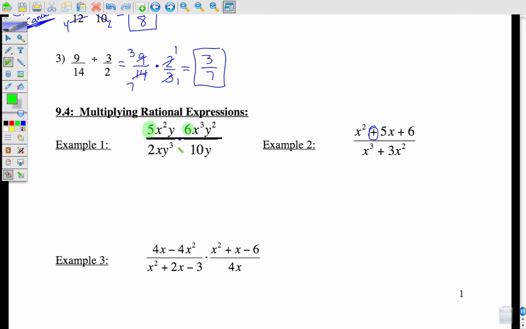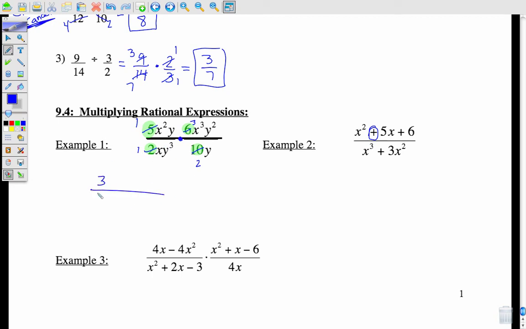Number 1, I'm going to take care of all of these numbers first. And by numbers, I mean coefficients. I'm going to take care of this 5, the 6, the 2, and the 10. I'm going to take care of those first. And since I can cross-cancel because these are being multiplied, I'm going to go 5 and 10, cancel me 1 and 2. 6 and 2 will cancel me 3 and 1.